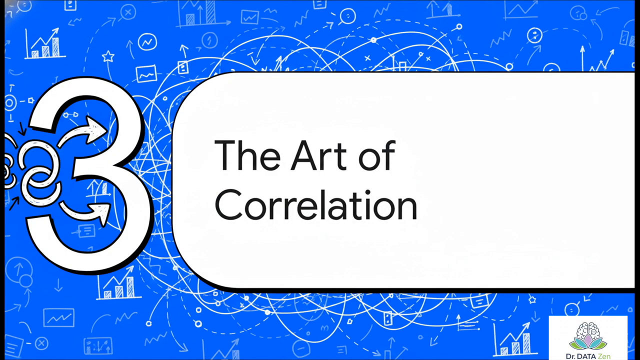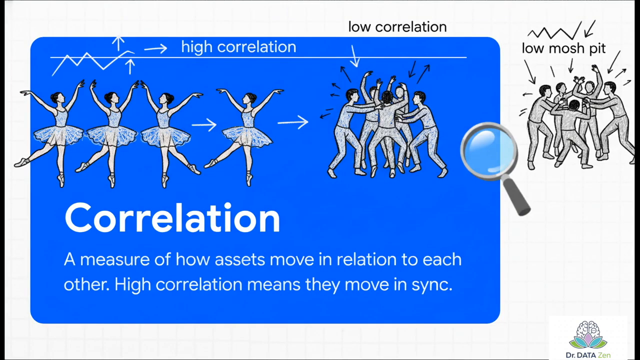So we've gone from looking at one stock to looking at a pair of stocks. Now let's zoom out even further and look at the big picture, the relationship between all the stocks in an entire market. Welcome to the art of correlation. Think of it like a group of dancers. In a high correlation market, all the stocks are doing the exact same moves, perfectly in sync, like a professional dance crew.